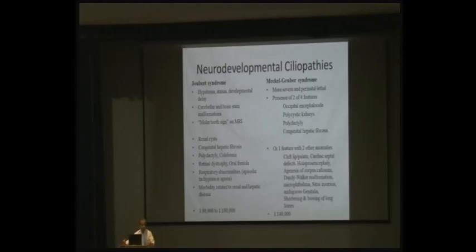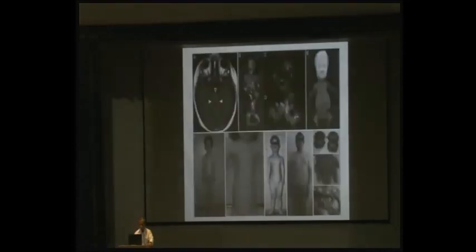And in the presence of 1 of the features, there should be 2 other anomalies in the form of cleft lip and palate, cardiac septal defects, holoprosencephaly, agenesis of corpus callosum, Dandy-Walker malformation, microphthalmia, situs inversus, ambiguous genitalia, and shortening or bowing of long bones. And the prevalence is less, around 1 in 1.4 lakh.